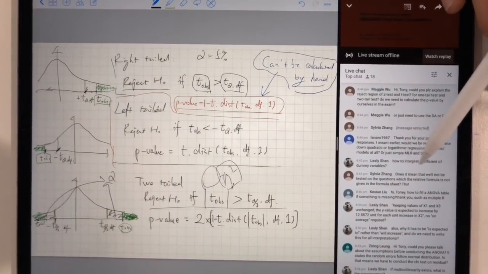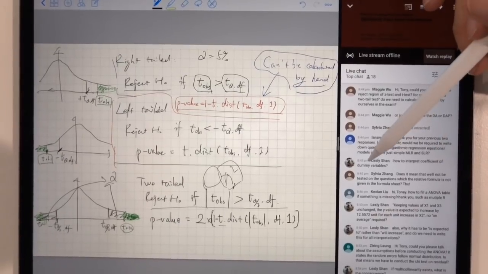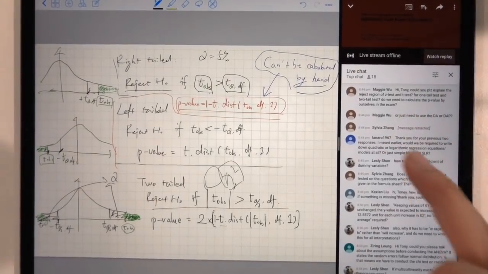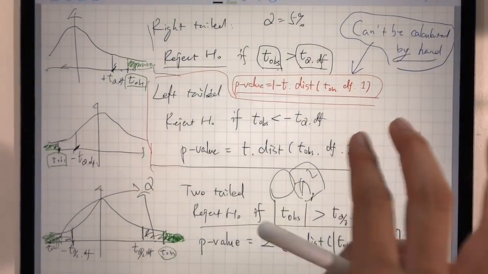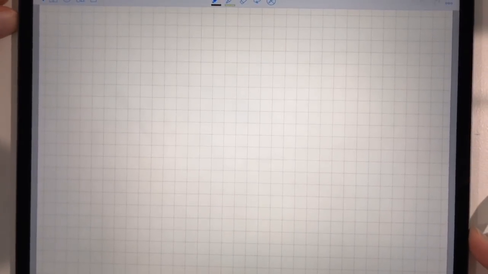Leslie Shen asks, how to interpret the coefficient of dummy variables? Wow, that's a fantastic question. Let's look at this. What variables? Dummy variable. Yeah.